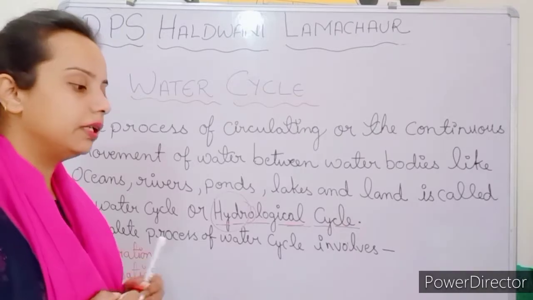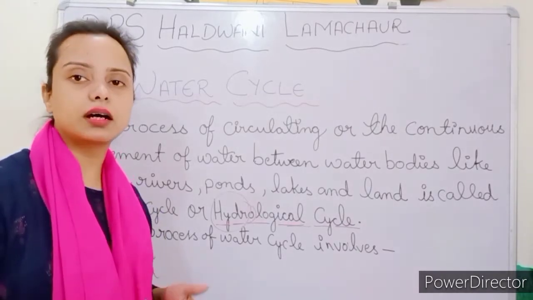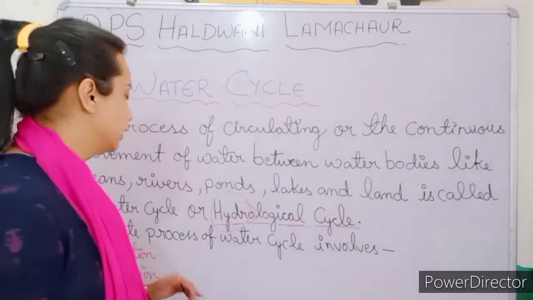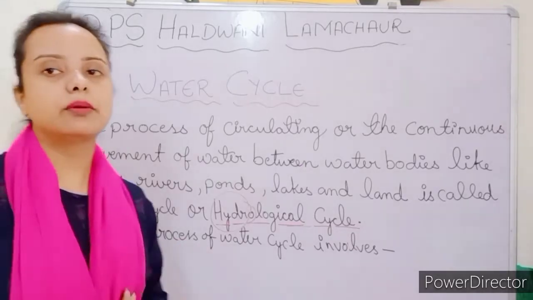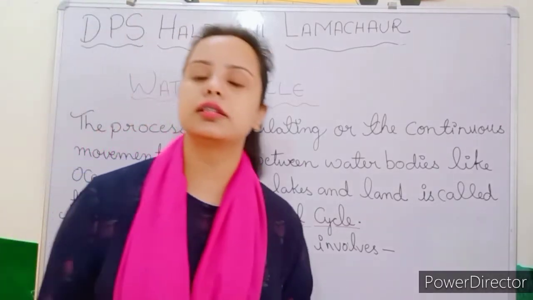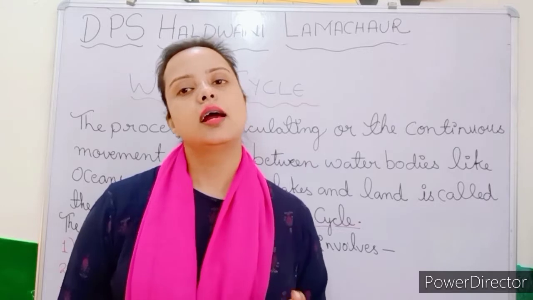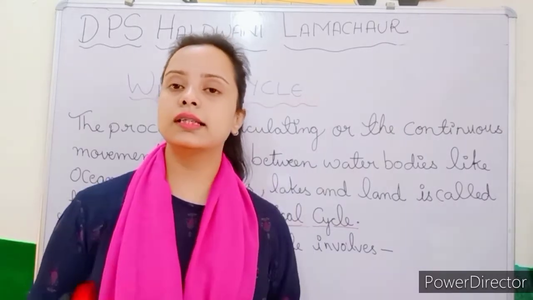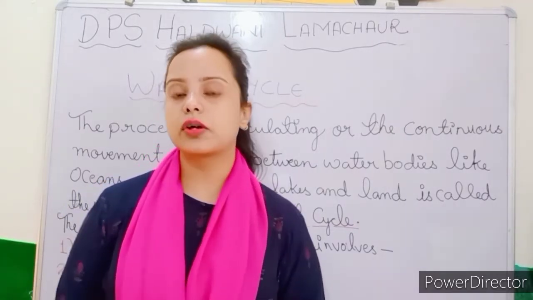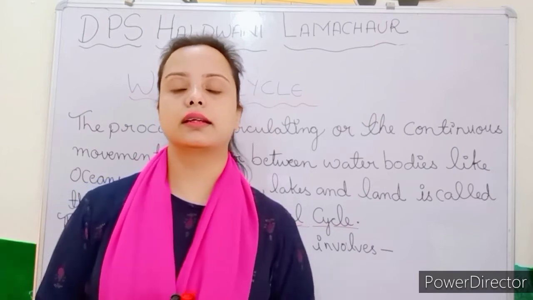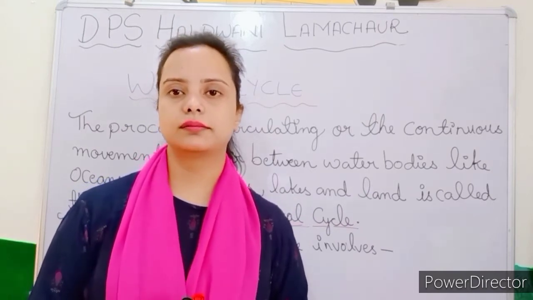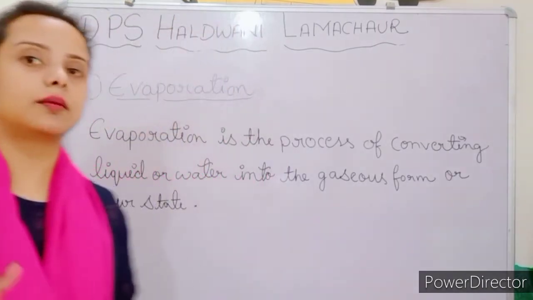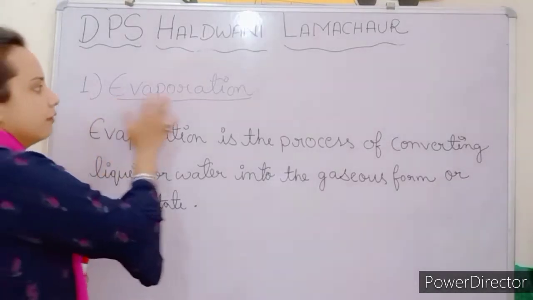And to complete this process, some steps are there. That is, first is the evaporation, second is condensation, and the third one is the precipitation. So let's discuss these processes which are involved in the water cycle one by one. So student, the first process is the evaporation.